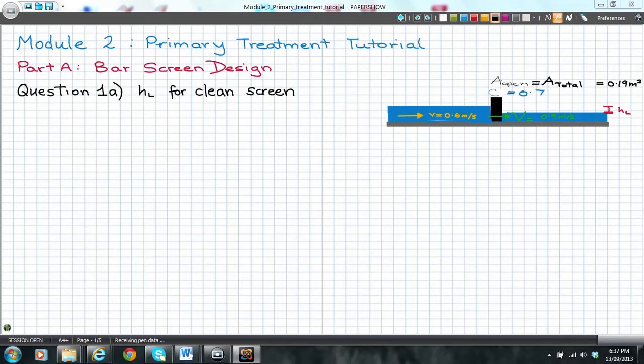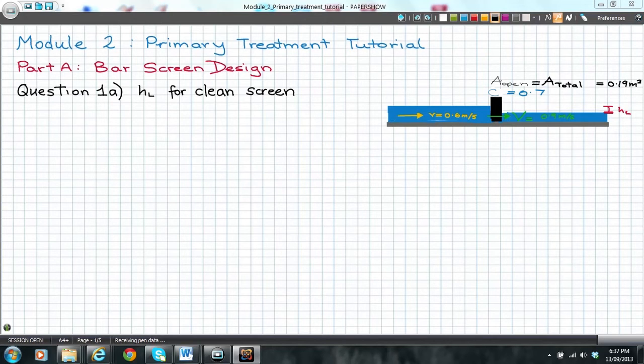Hello and welcome to the tutorial for Module 2 of the wastewater treatment part of this course. This is for primary treatment, and we're going to start with Part A, which is bar screen design. The questions for this tutorial can be downloaded from the edX platform.